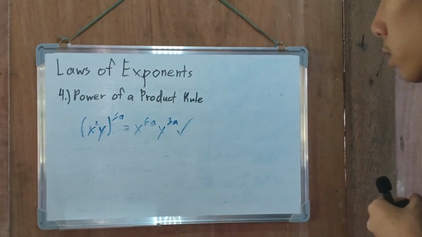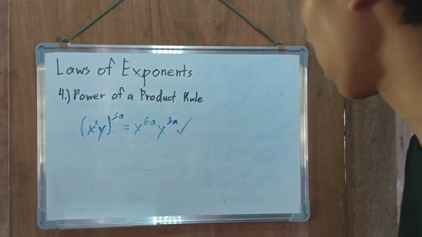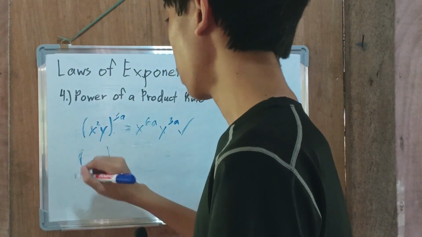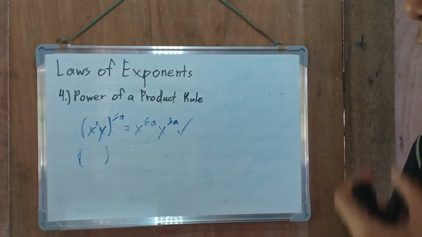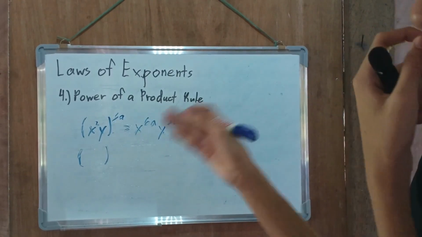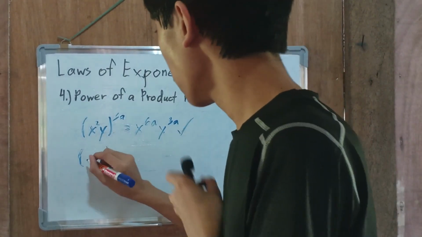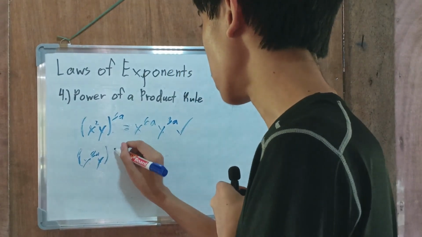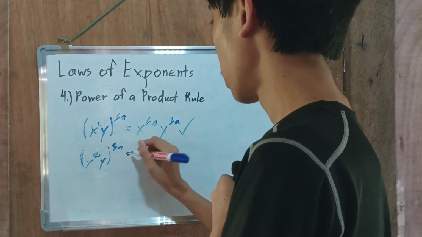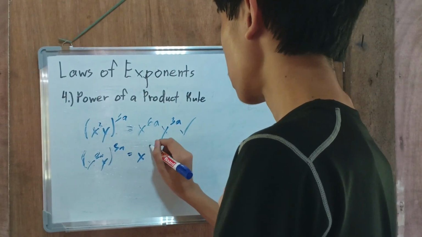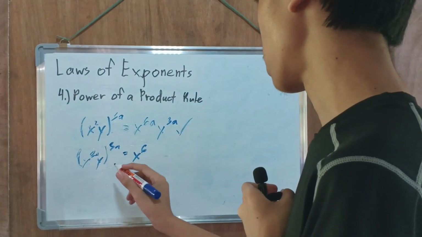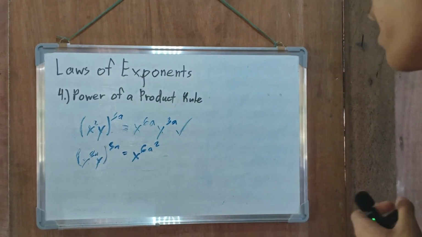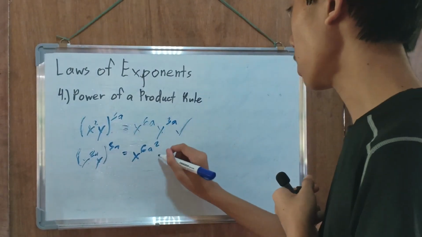So now the second part is, what if there's a different variable or the same? Or actually a different variable and the same. Example, if x raised to 2a and y raised to the third a, it will be the same, but 2 times 3 will be 6, and a times a is a squared.